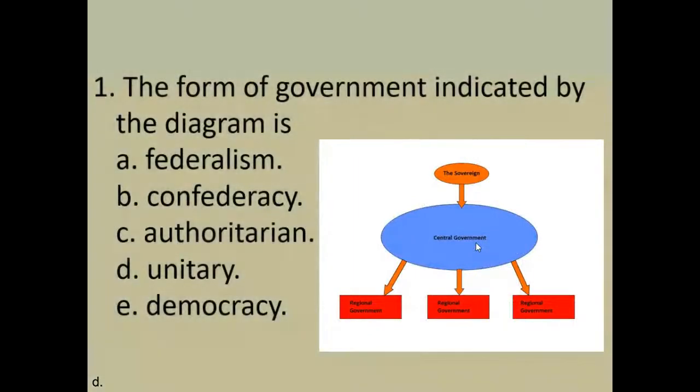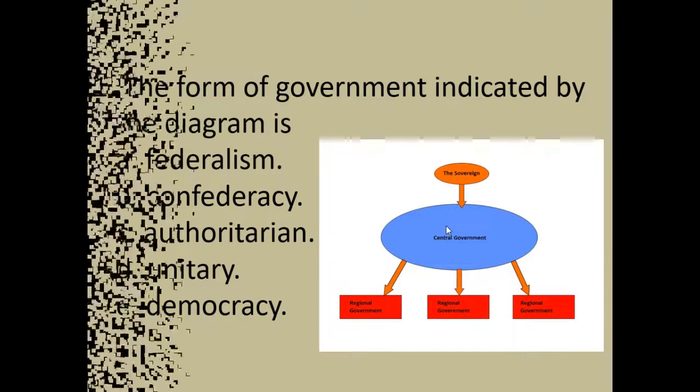The form of government indicated by the diagram is D, unitary, right? Everybody remembers this, the idea that the regional governments are really just administrative units. Give me an example of a country that would be this form. Yeah, I think Cuba too, absolutely, but we didn't mention that one in class. We did mention the UK.